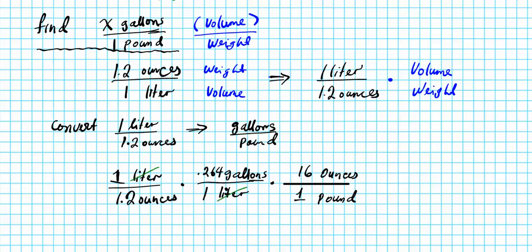Check this out. Liters cancel out with liter. Ounces cancel out with ounces. What am I left with? Gallons per pound. Perfect. So I'm going to have 1 times 0.264 times 16 ounces per what? 1.2 pounds. All we do now is plug this into the calculator, and that should give us the final result.